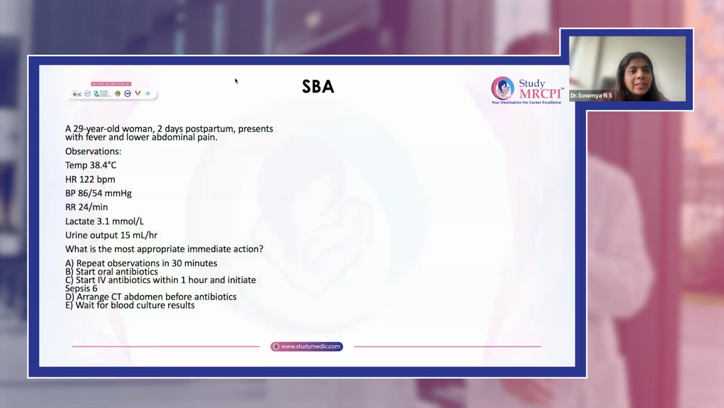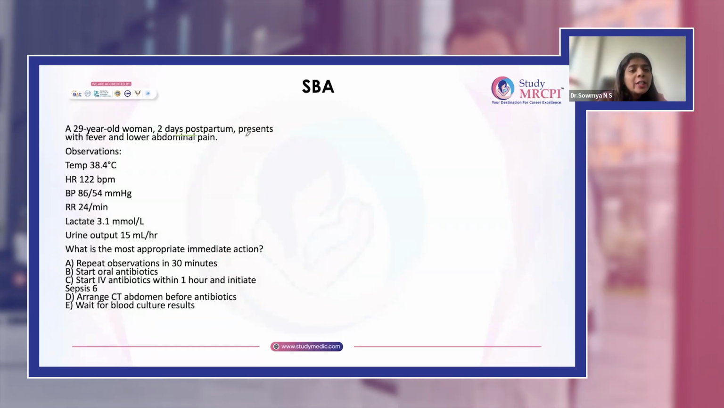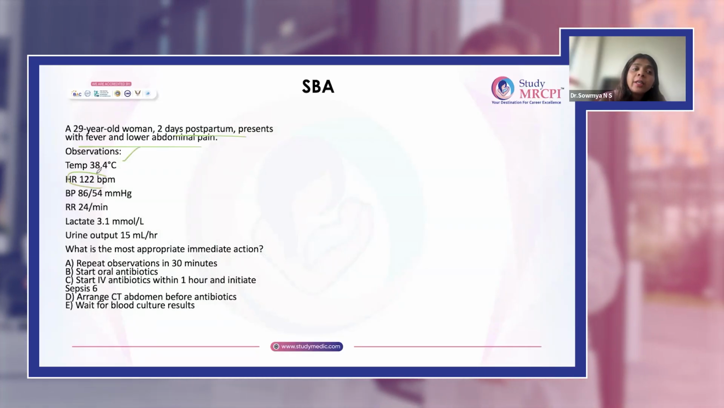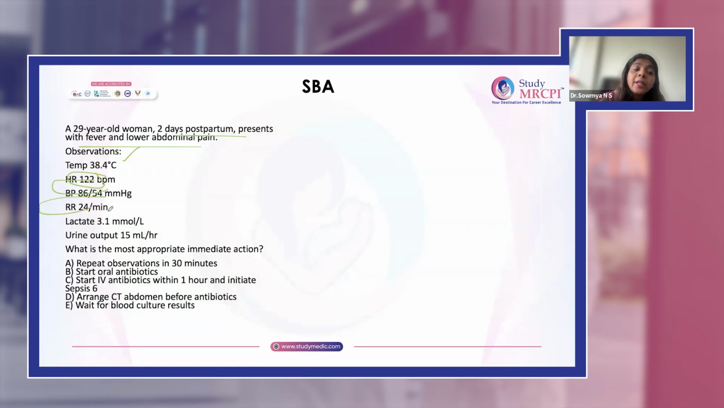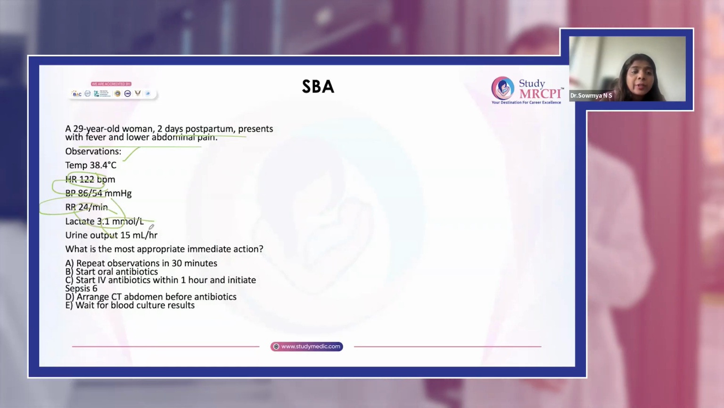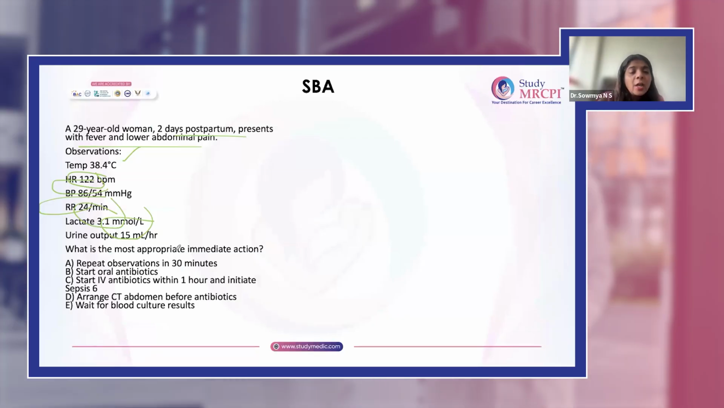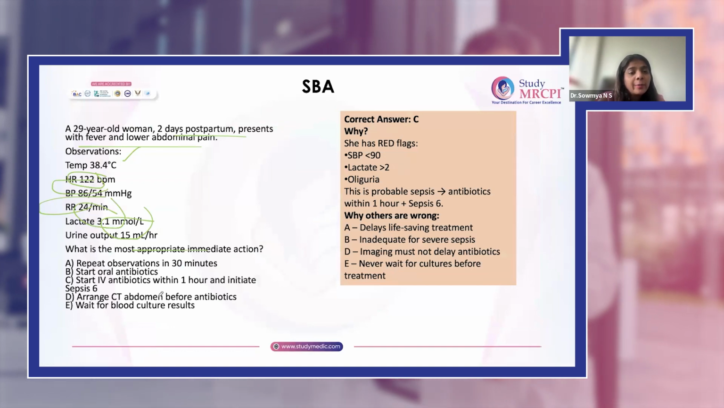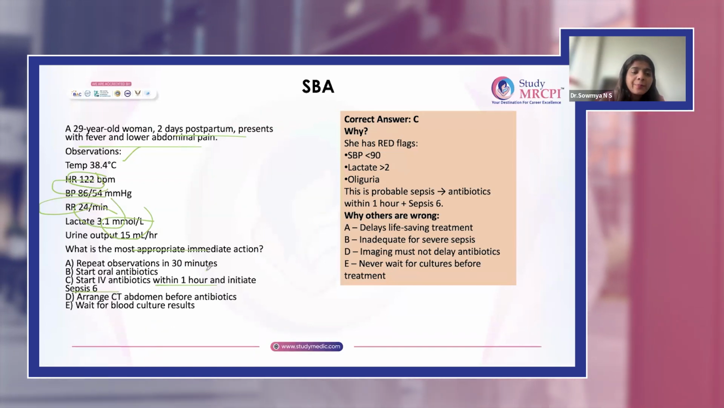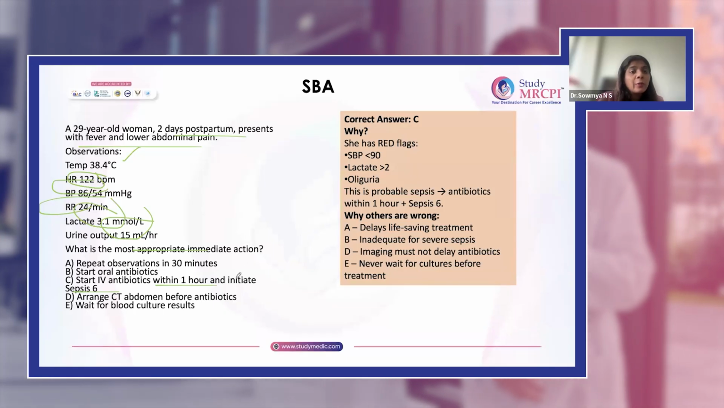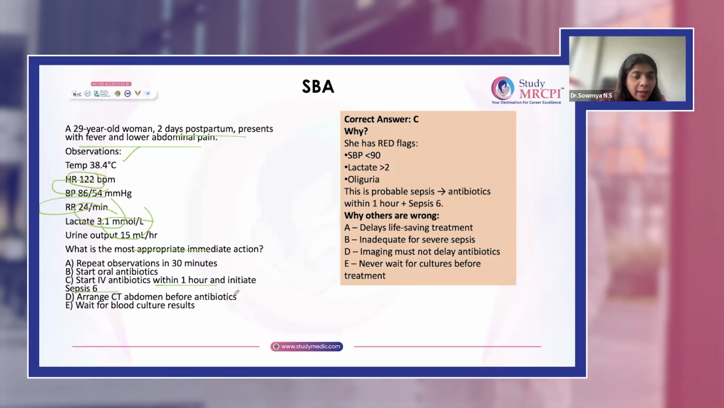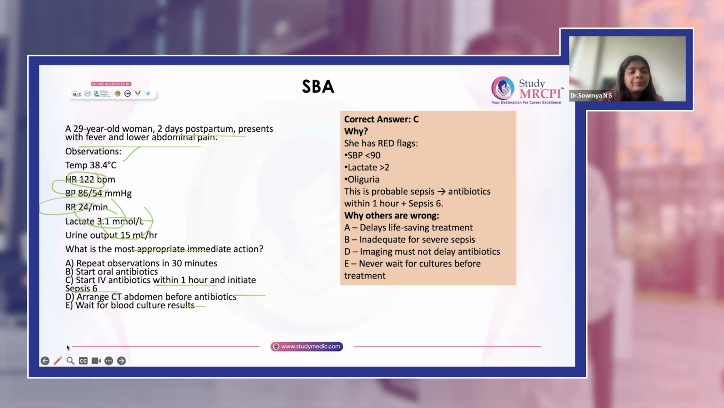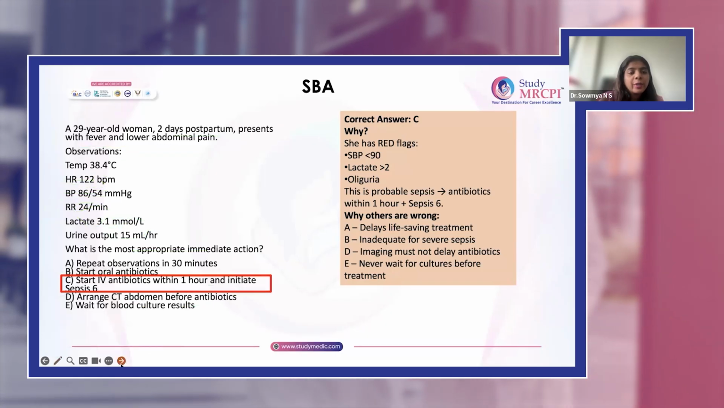Okay, let's see one of the SBAs. 29-year-old woman, 2 days postpartum, presents with fever, abdominal pain, temperature 38.4, tachycardia, hypotension, tachypnea, lactate more than 2, urine output is less. Of course, I'm suspecting sepsis. Most appropriate immediate action would be, I would want to start IV antibiotics within 1 hour and initiate sepsis 6. Repeat observation, I don't want to do, I want to do continuous. Oral antibiotics won't help. CT I can still do, but first I want to treat. Wait for blood culture, which you won't do. Okay, hope that is clear and straightforward.